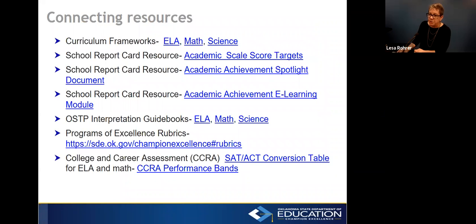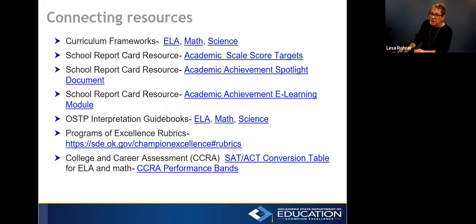Here are those resources we talked about. Curriculum frameworks are a great place to look. It helps you understand what those standards look like. We also have school report card resources. If you want to know what those targets are, here's a link to the targets for this year.